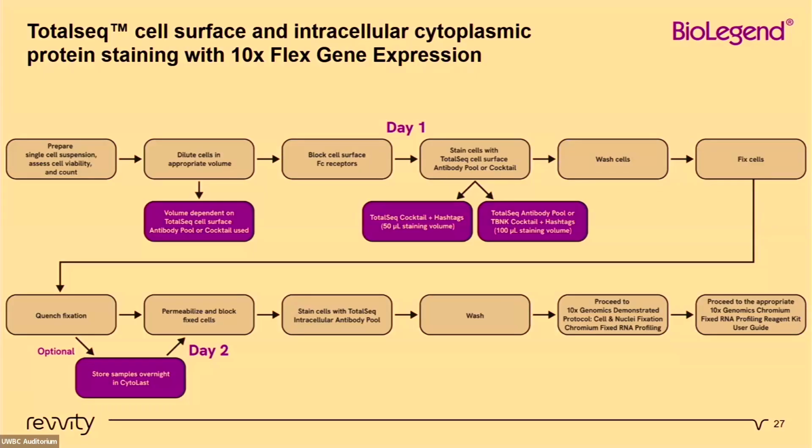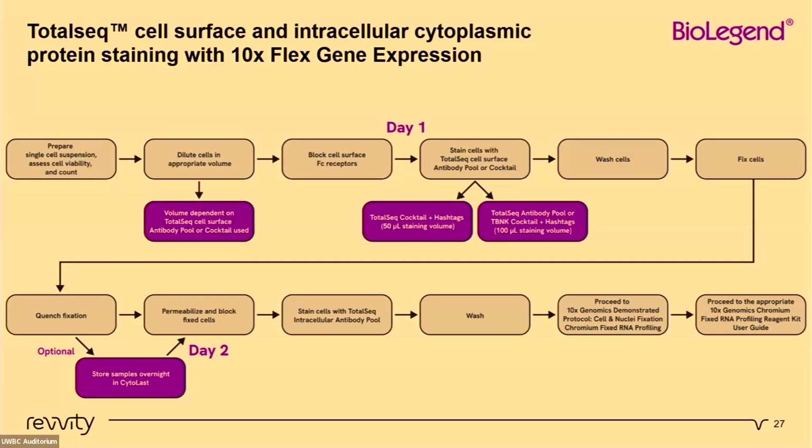So this is just a surface step. If you have hashtags, you can include those as well. If you're doing a different cocktail, you have a different staining volume, but that's all listed out in the protocol. You would then wash your cells and then fix them. At that point, there is a stopping point. You quench the fixation. I think 10x said you can put the cells in the freezer and hang on to them for a while. They can also hang out overnight.